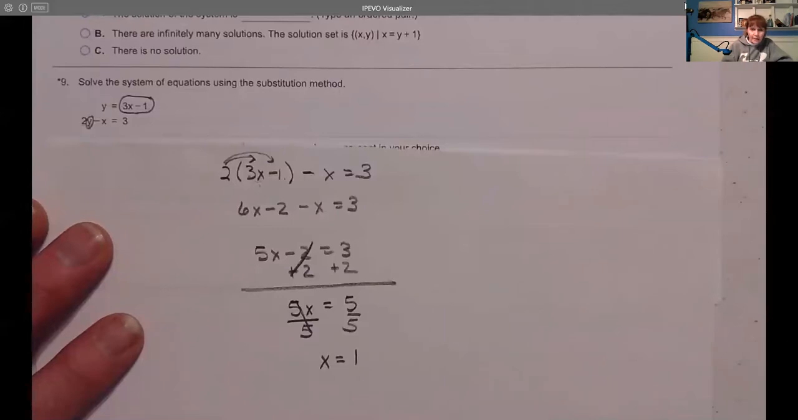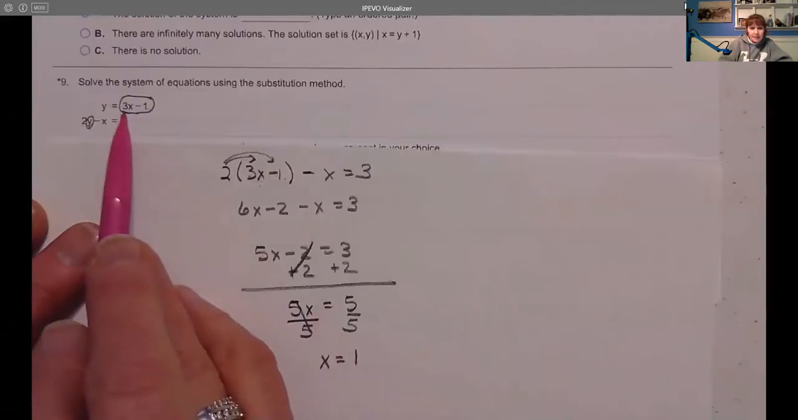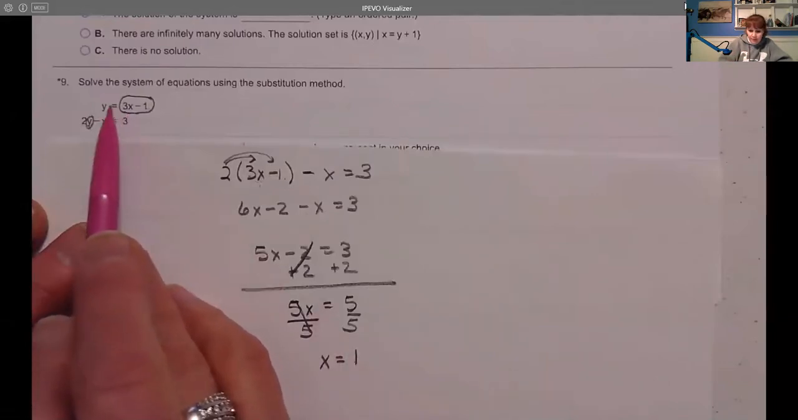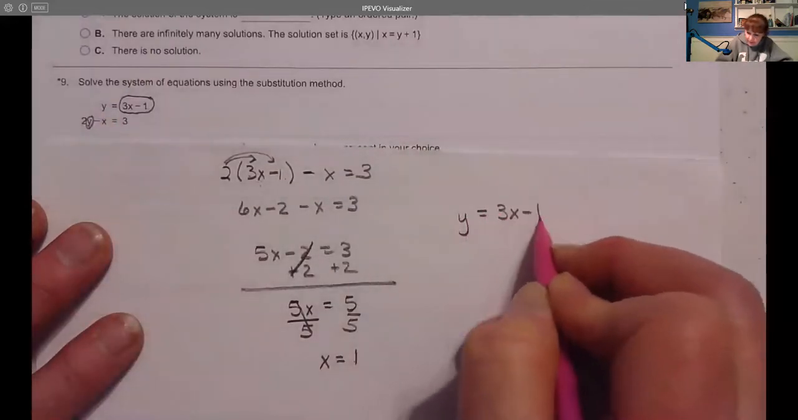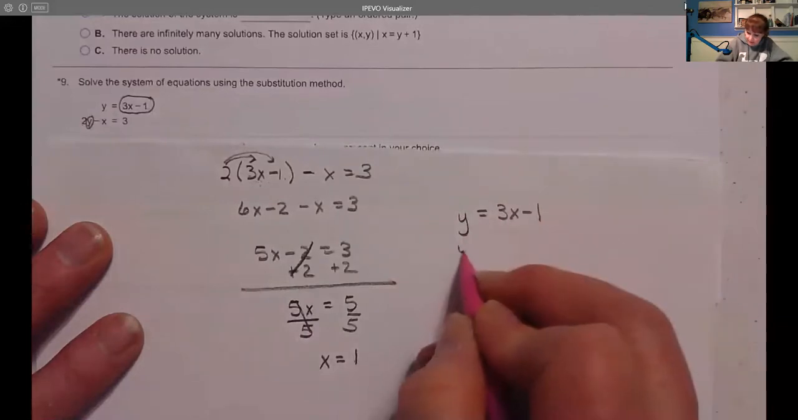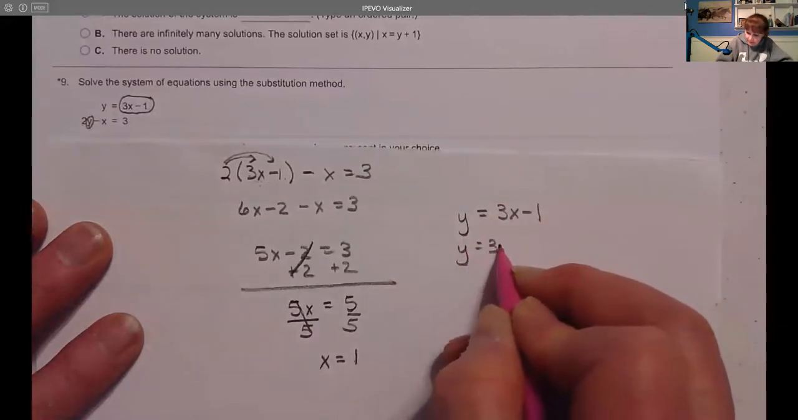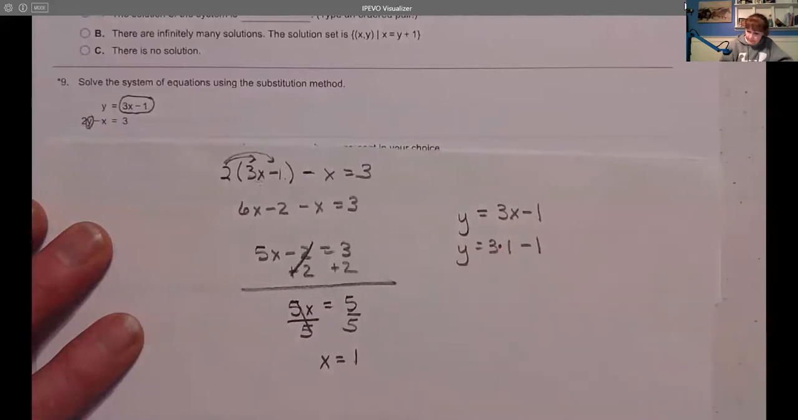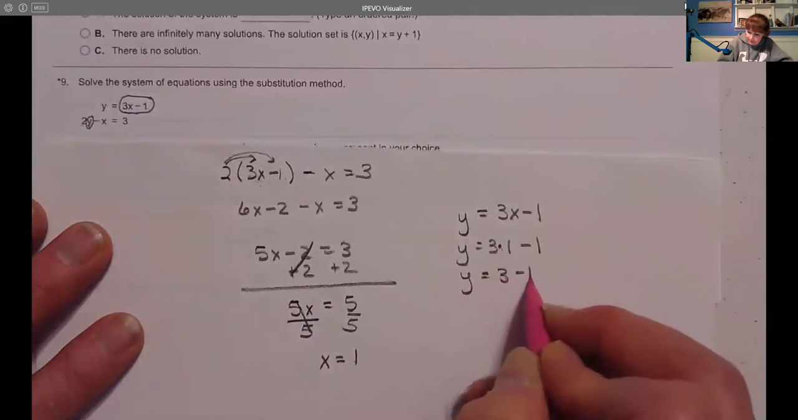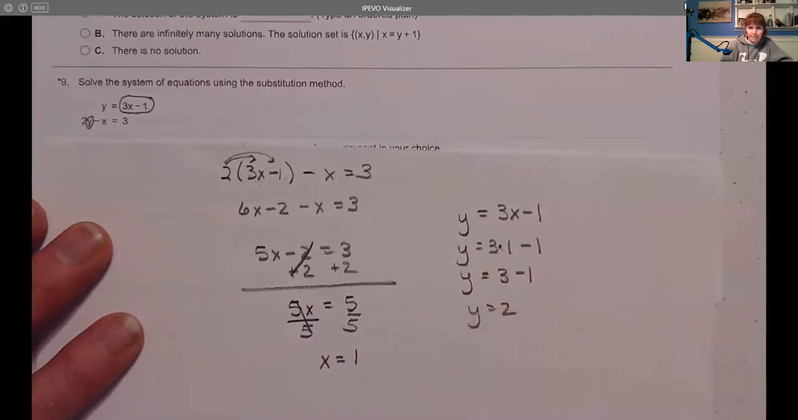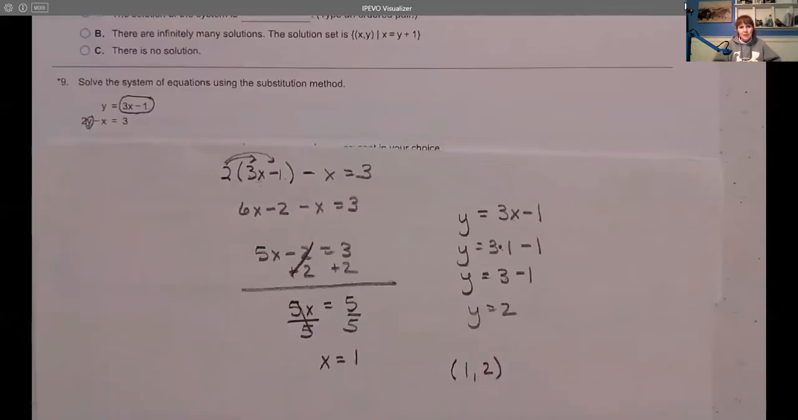Okay. So our x is 1. But what's the y? Because we want the ordered pair. So I'm going to take the 1 and put it back up into this one. It's just a little bit easier, the one that has the variable by itself. So the x is a 1. I'll substitute that in. 3 times 1 is 3, minus 1 is 2. All right. So my point of intersection is 1, 2. There's your point of intersection.